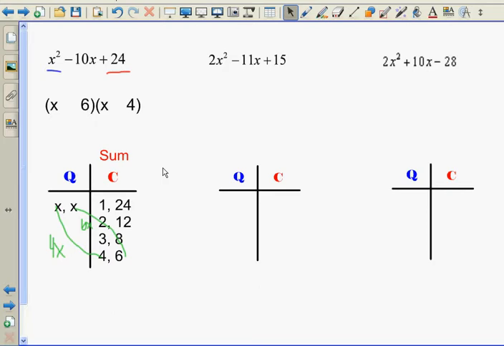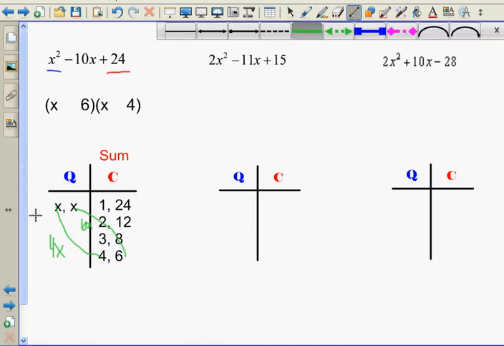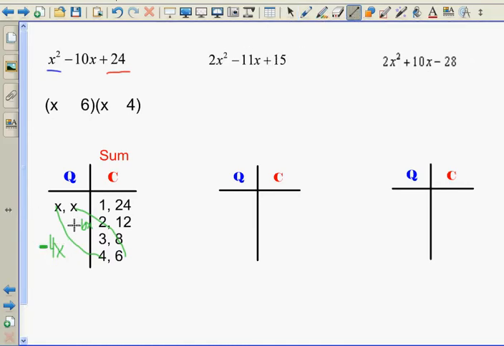Now we just need to figure out signs. So in order to get a negative 10 from these two numbers, I know that I want to have a negative 4 and a negative 6. So that would give me both negatives up here. Shrink that up a little bit. All right, so we've got x minus 6 and x minus 4.